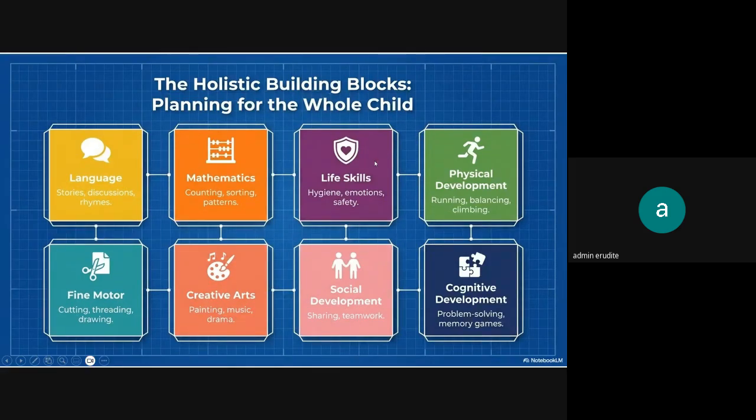So then we're looking at the third one. It's life skills. Life skills, it's not just things. Yes, you teach a theme, you set a theme for the week, and you teach the theme. But it also teaches them hygiene, emotional support, emotions, safety, confidence, social skills.